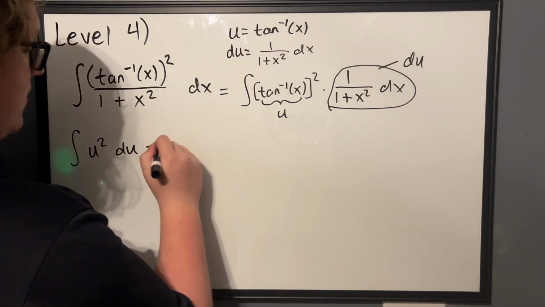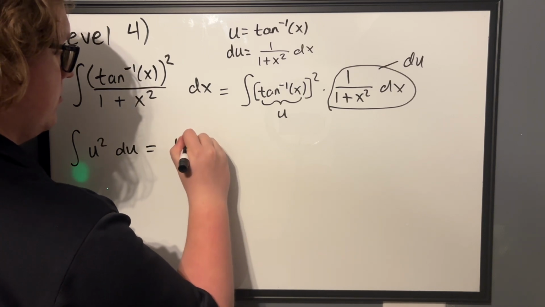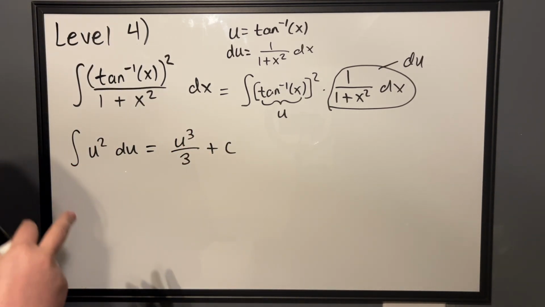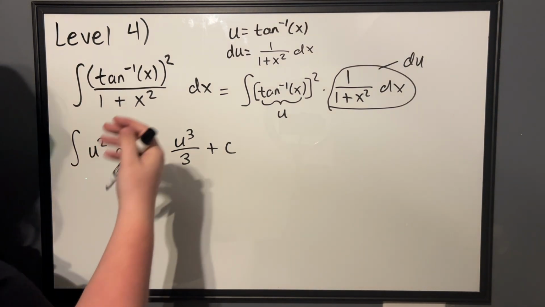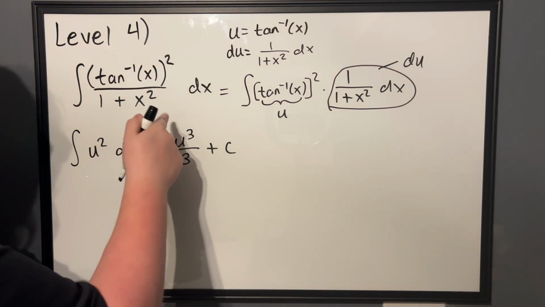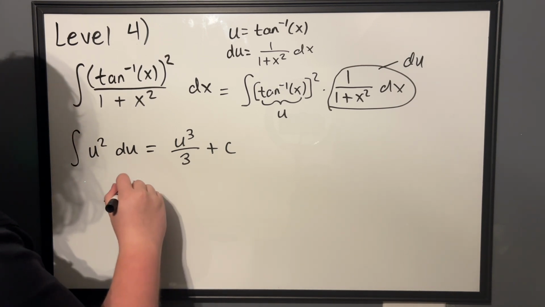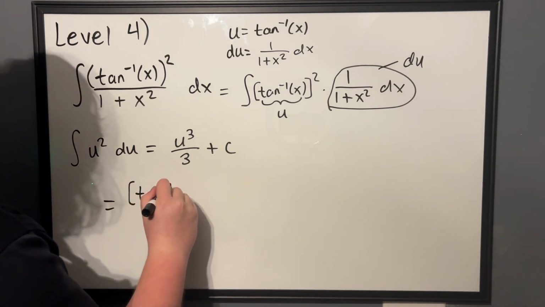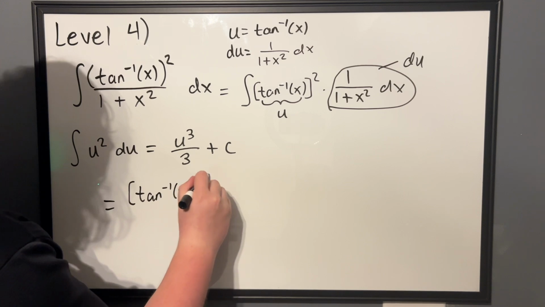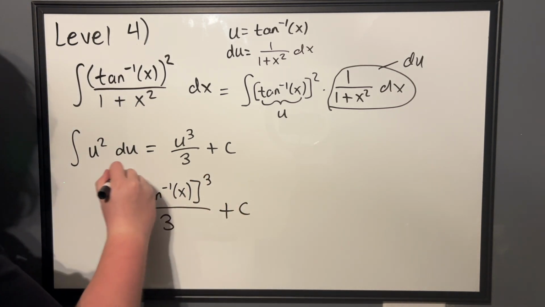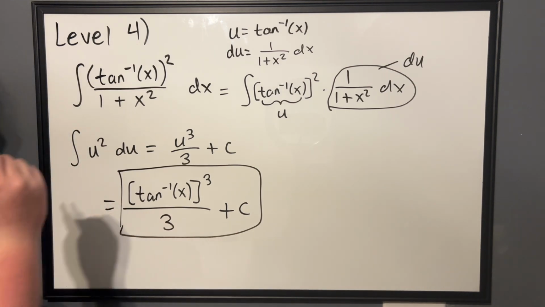Integrating u squared is not hard, so we're going to just say that that is u cubed over 3 plus c. And again, this is not our final answer because u cubed over 3 is in terms of u. We need it in terms of x. But remember, u was tangent inverse of x. So our final answer is going to be inverse tangent of x cubed over 3 plus c. And that is it for level 4.